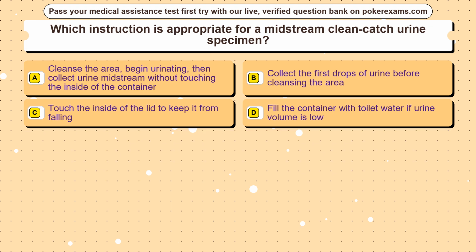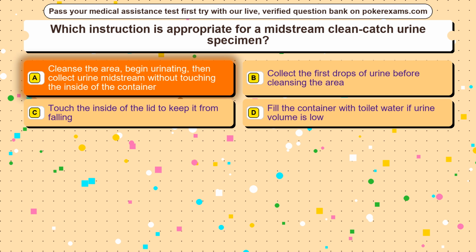Question 88. Which instruction is appropriate for a midstream clean catch urine specimen? Option A. Cleanse the area, begin urinating, then collect urine midstream without touching the inside of the container. Option B, collect the first drops of urine before cleansing the area. Option C, touch the inside of the lid to keep it from falling. Option D, fill the container with toilet water if urine volume is low.